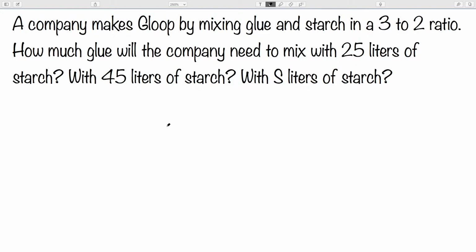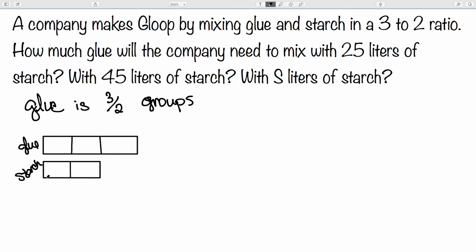So we know the starch consists of 2 parts and the glue consists of 3 parts. So if I view the starch as a single group, then we have that the glue is 3/2 groups. And in this case, no matter what the size of one group, whether it's 25 liters or 45 liters, the fraction 3/2 is going to help us answer the question.